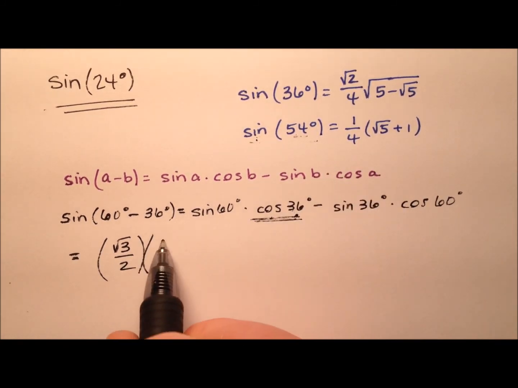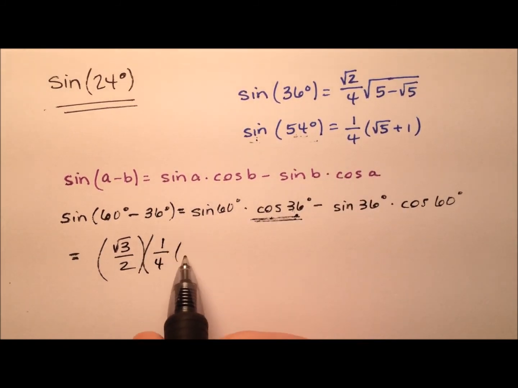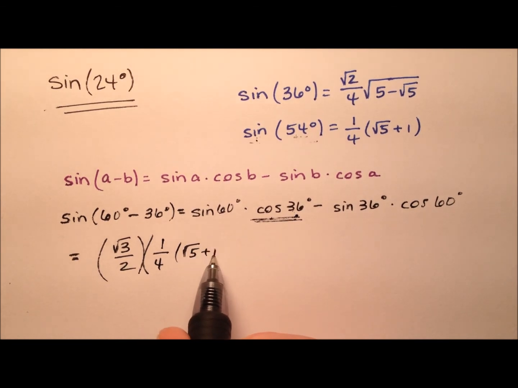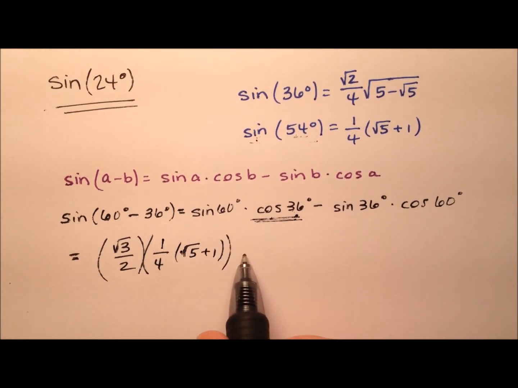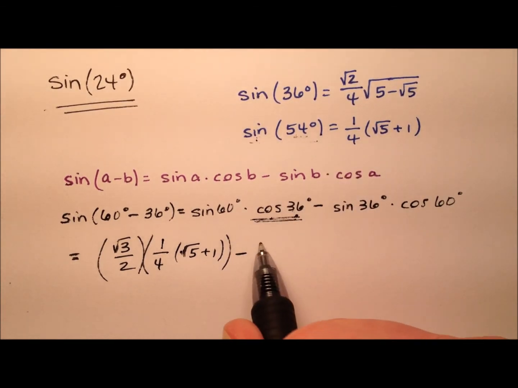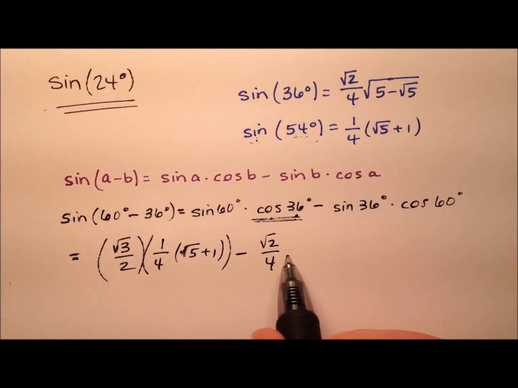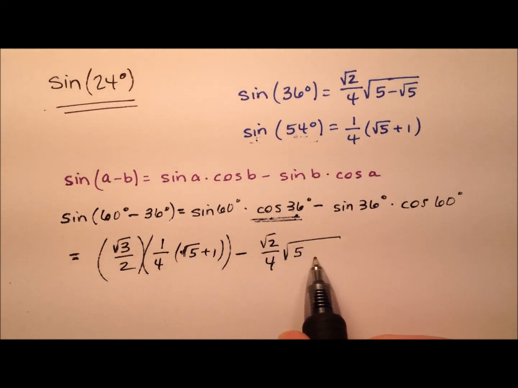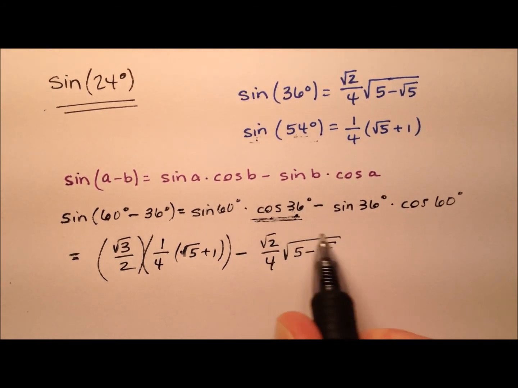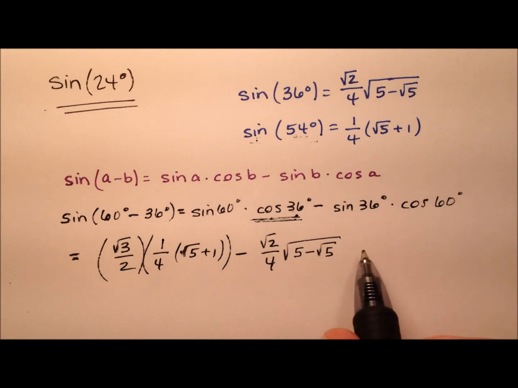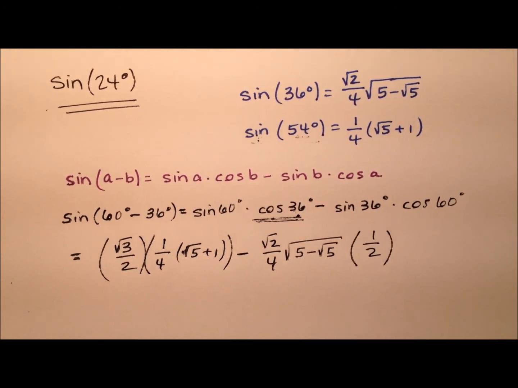So when I go ahead and write that, it's the 1/4 times this quantity, the square root of 5 plus 1. And from that product, we're going to subtract the sine of 36, which we have written up there, which is the square root of 2 divided by 4, and then times this square root expression, and then times the cosine of 60, which is 1/2.